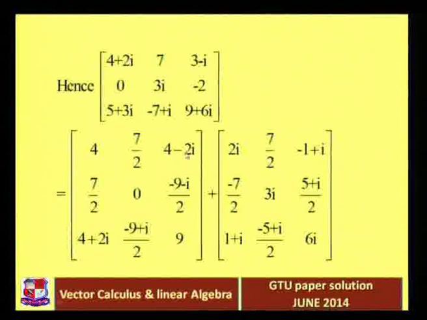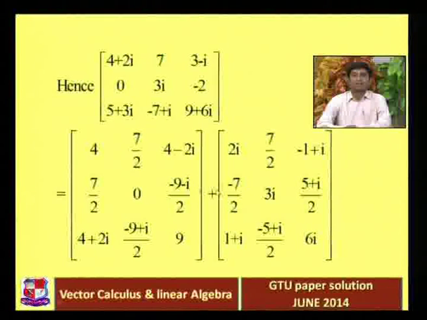So you can see 4 plus 2i, when we add all these elements, that is our original matrix: 4 plus 2i, then 7 by 2 plus 7 by 2 will become 7, then 4 minus 2i, minus 1 plus i, that is 3 minus i. Okay, so the sum of all the elements is exactly this matrix, so you can easily verify.